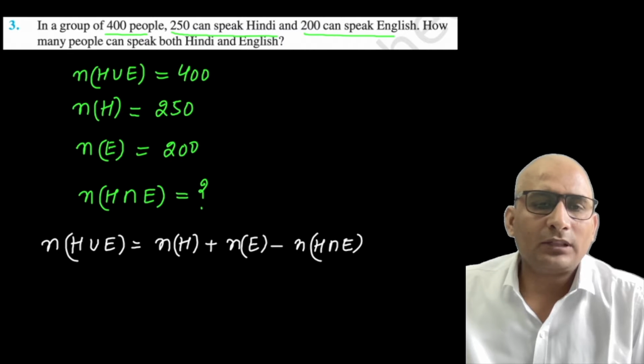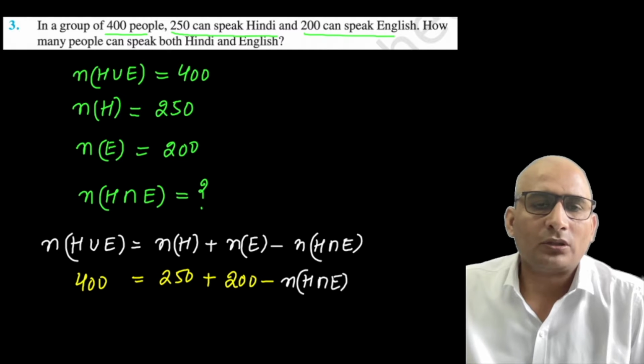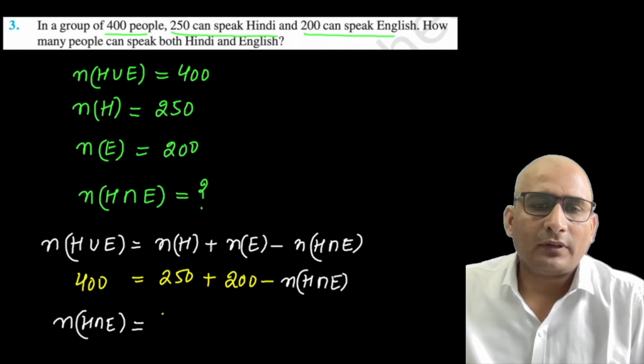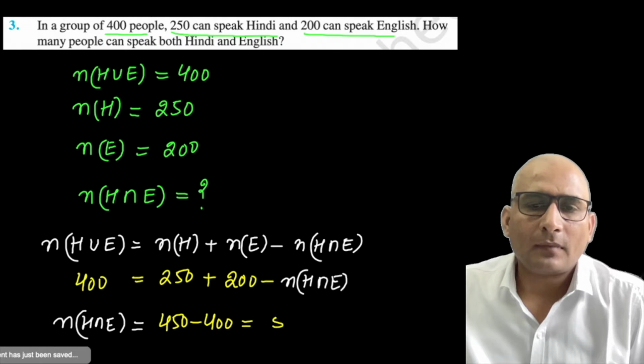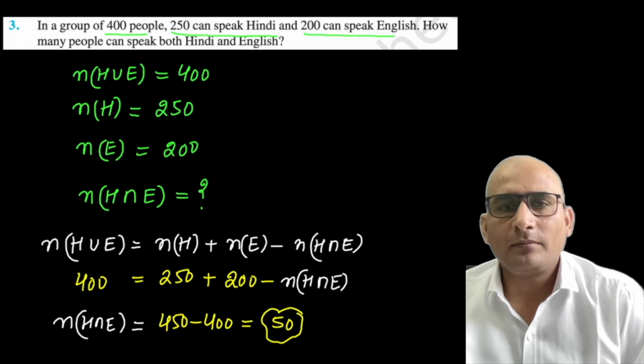Now put all the values given in this question here in this formula. So what is this? This is given as 400. This is given 250. English is given 200, minus this thing we need to find, those who speak both Hindi and English, the common to both. Now find this H intersection E from here. So it can be written as 450 minus, if we shift 400 to this side, it becomes 50. So 50 is the answer in this case. How many people speak Hindi and English both?